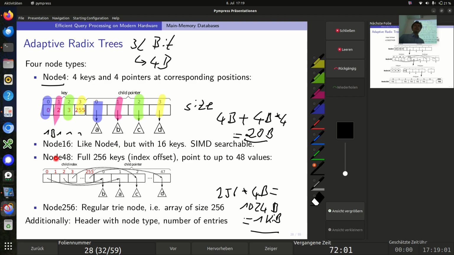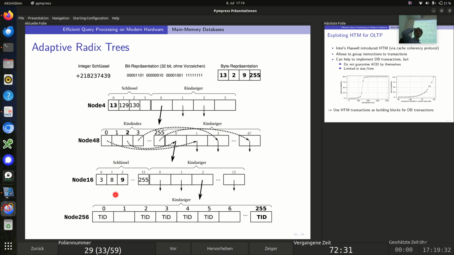And last but not least, we have the node 48, and the axis is basically like a child index. So here again, the key is implicitly the location, and then you have a pointer to the array behind. So here it's just less than 1 byte, and here you have to find the location, and then you can access here the pointer in the next node. Yeah, here's an example.